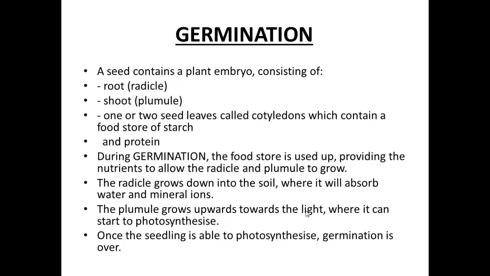Now, during germination, the food store is used up, providing the nutrients to allow the radicle and the plumule to grow. The radicle grows downwards into the soil. There it can absorb water, it can absorb mineral ions. It will also give the germinating plant anchorage, so it doesn't get blown around all over the place. The plumule grows upwards towards the light, and at that point also the cotyledons have a separate and second function. They turn into the seed leaves, and with chlorophyll in chloroplasts, they will start to photosynthesize. And once the seedling is photosynthesizing, we consider germination to be complete.